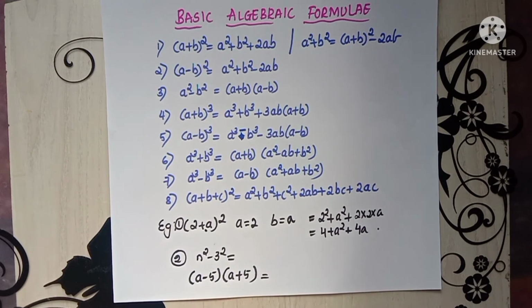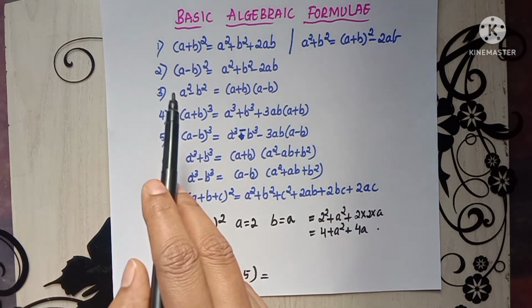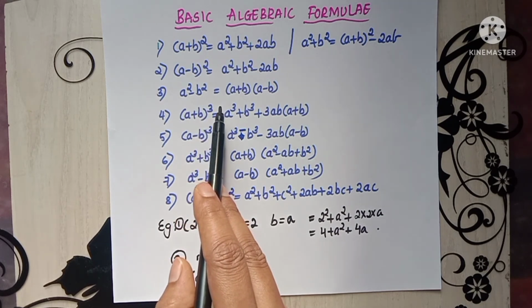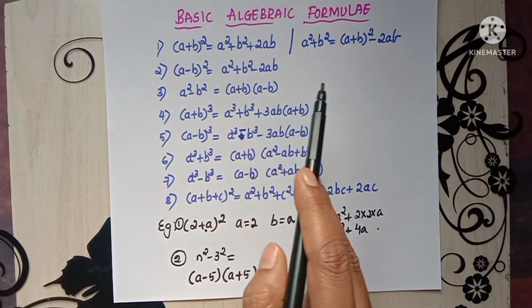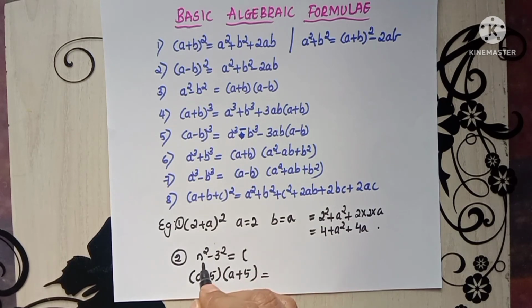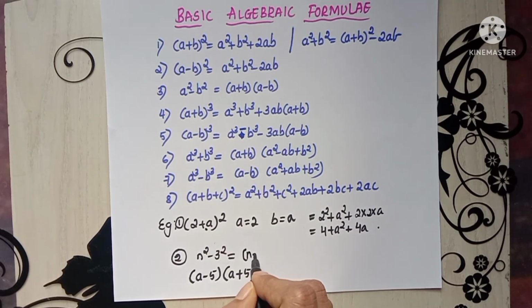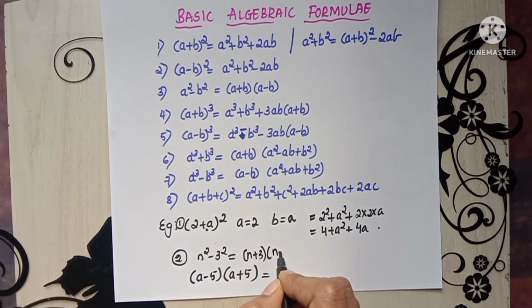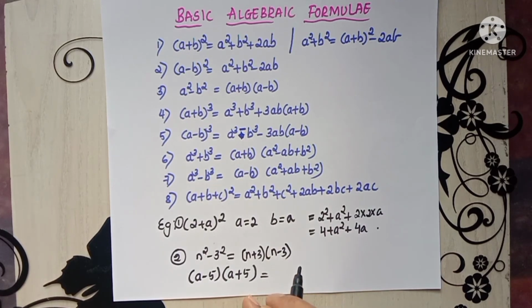Okay. Let us take another example. n square minus 3 square. It is in which form? It is in a square minus b square form. So what is a square minus b square? It is (a plus b) into (a minus b). So in place of a, we have n, and in place of b, we have 3. So this will be a plus b, means n plus 3, into a minus b, means n minus 3. Okay. After solving this, we will get the answer.